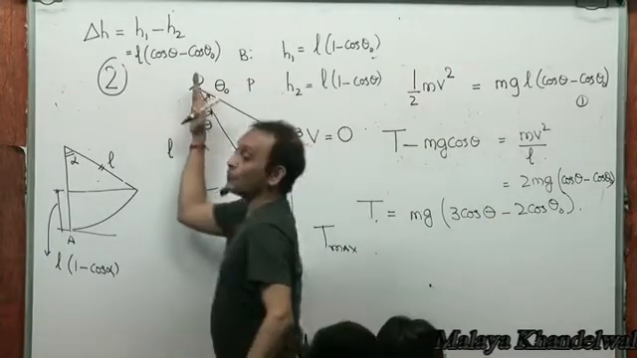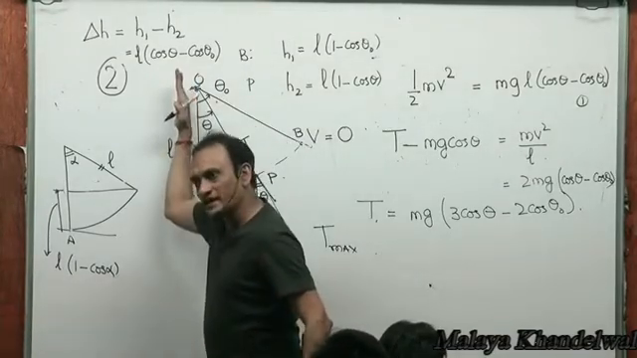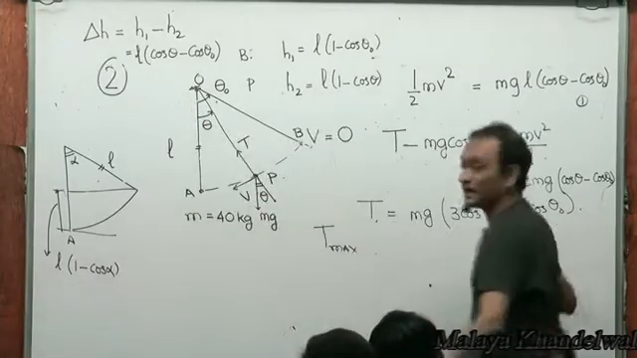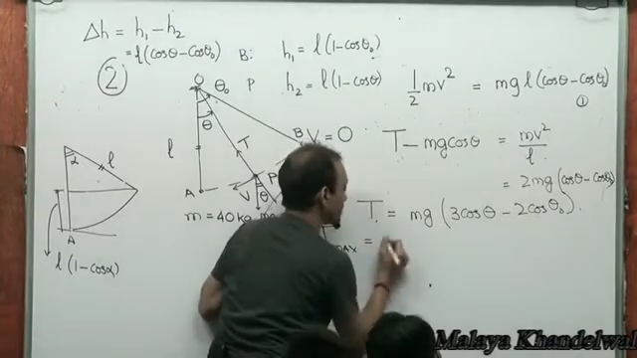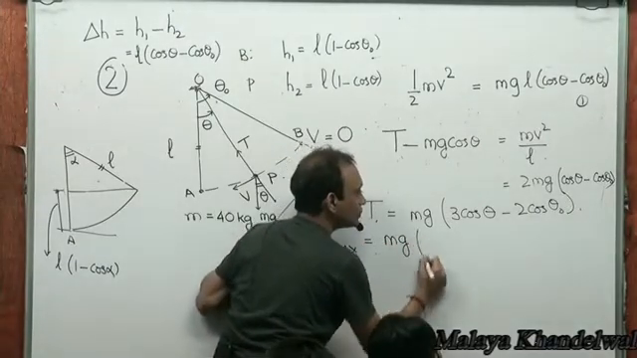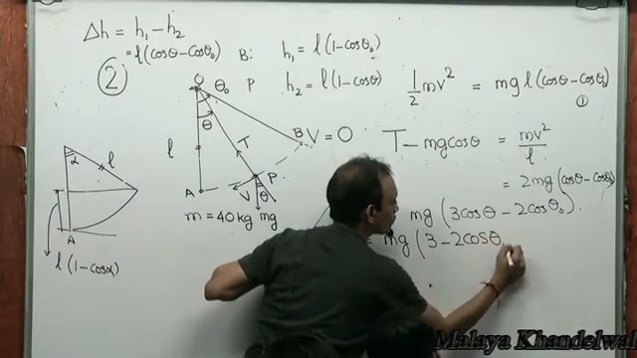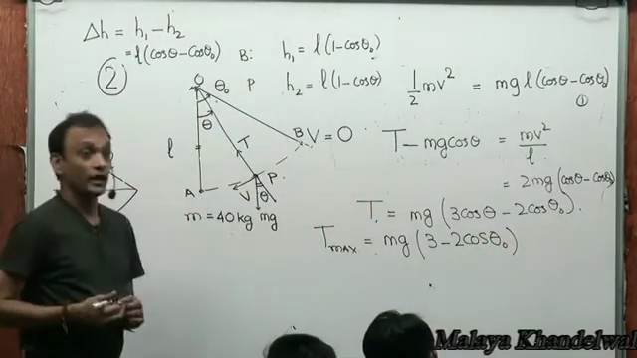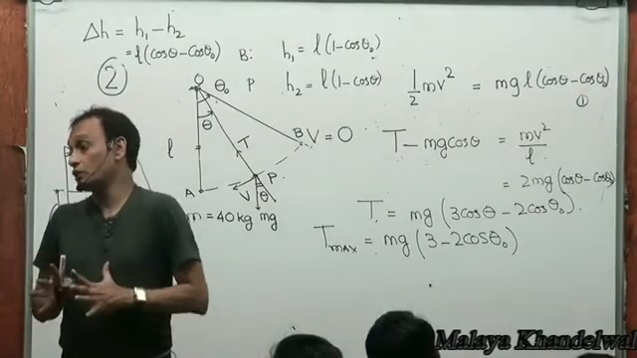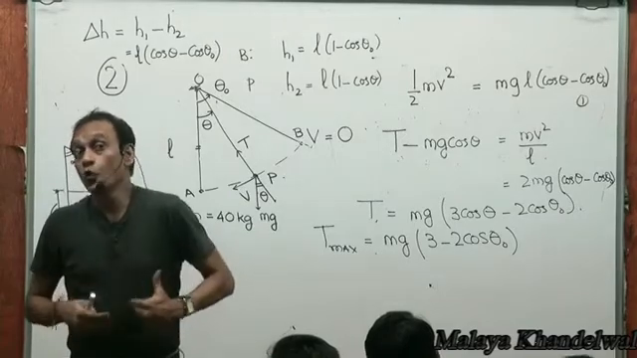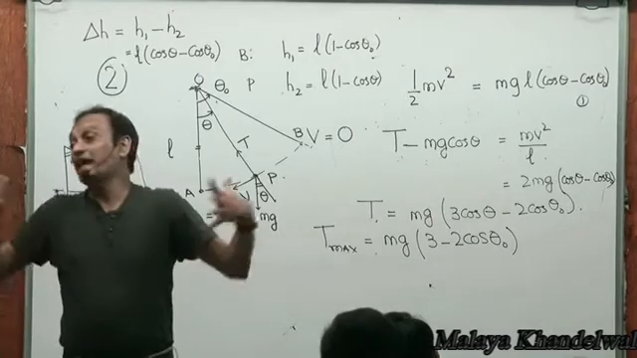Theta is 0 means when the rope is in the vertical state. When the rope is in the vertical state, tension will become maximum. That is when theta is 0, cos theta is maximum. T max is mg into 3 minus 2 cos theta naught. Right? And if the breaking strength of the rope is 80 kilogram force, and you want it to withstand the tension at all points.